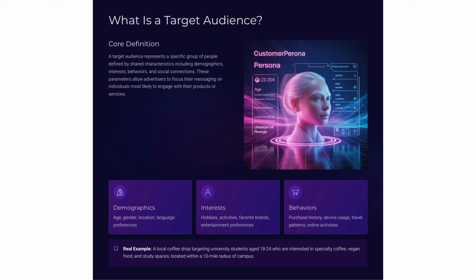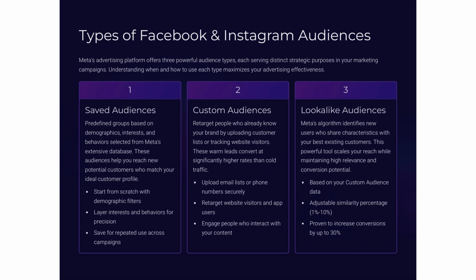For instance, a coffee shop might target university students aged 18 to 24 interested in specialty coffee and vegan food within a 10-mile radius of campus. Meta's advertising platform offers 3 audience types: saved, custom, and lookalike. Saved audiences are predefined based on demographics, interests, and behaviors, ideal for reaching new customers.